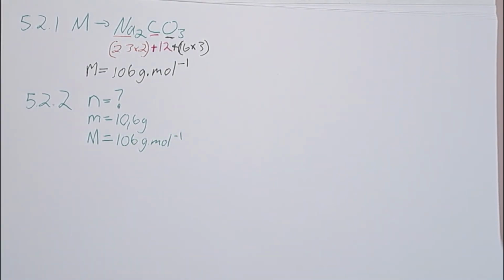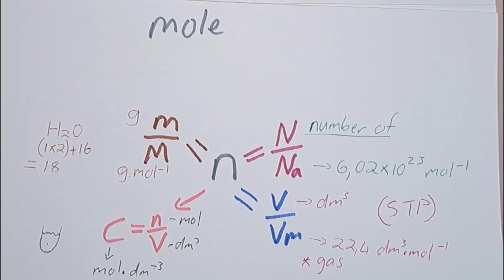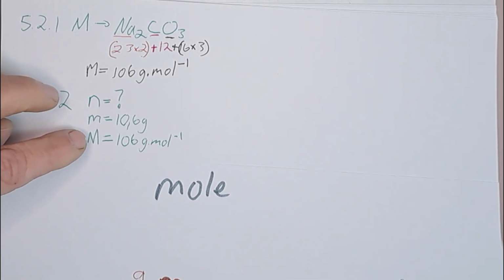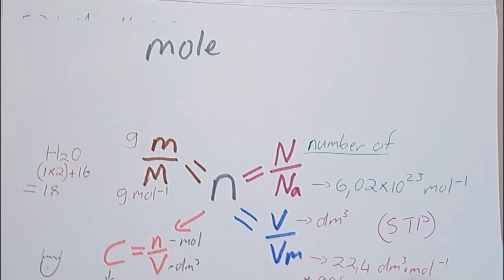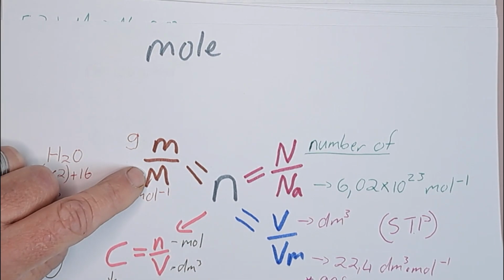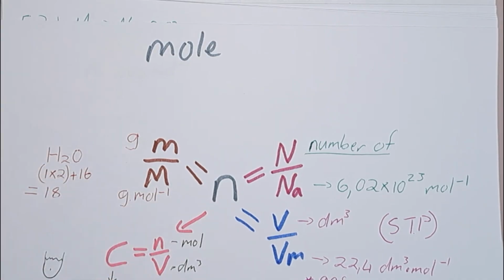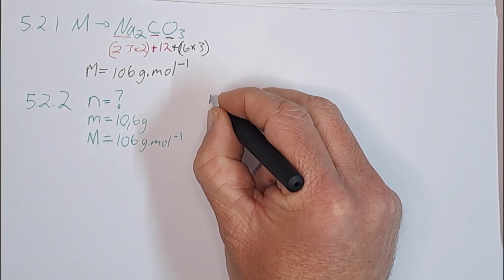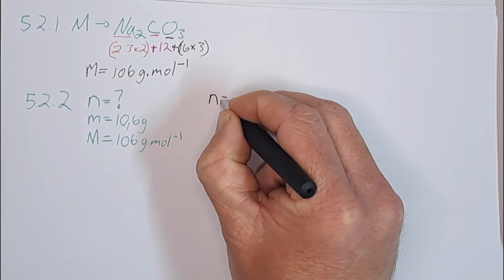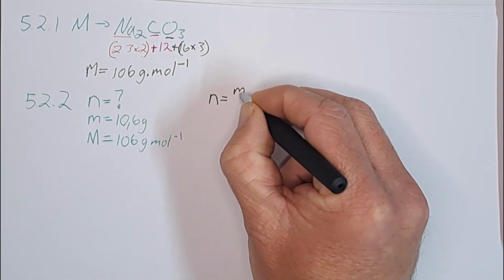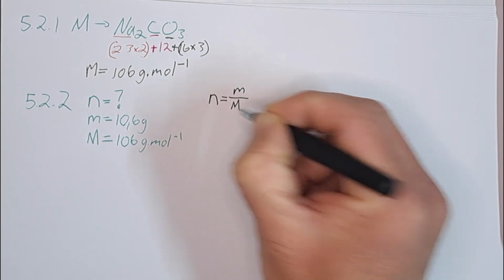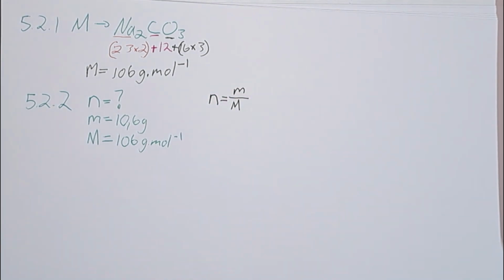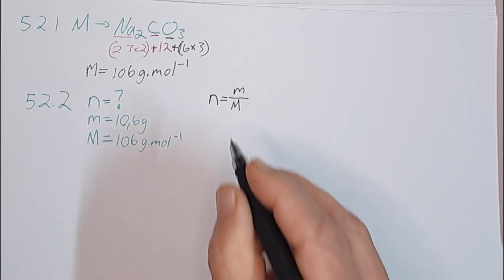Alright, from there we go to our formulas. Now if you remember the formulas, we go to our formulas. What do we have? We have mass, we have molar mass, we want mole. So from the formula sheet, we're going to write down the formula first. Always write down your formula first. So it's mole equals mass over molar mass. And then from there, we're gonna substitute.